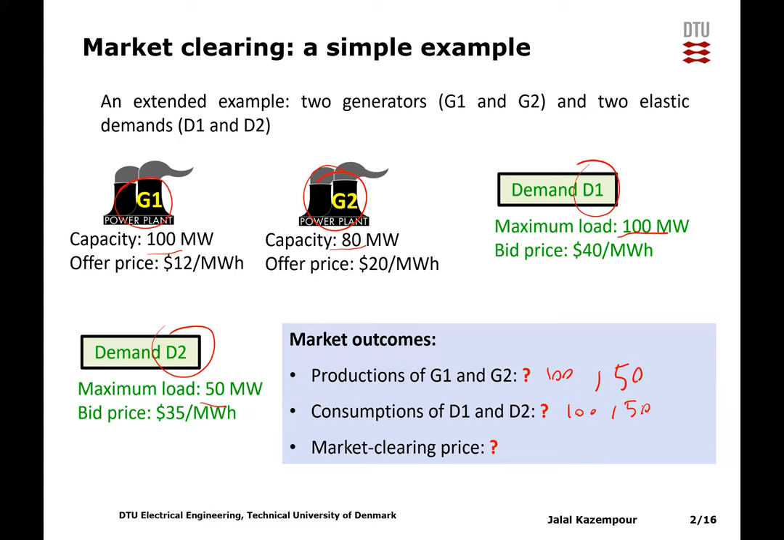So I think we can again agree, because if we go for the supply and demand curve, the demand curve is 100 by D1 with the bid price of 40, and then an additional 50. So here is 150 and the bid price is 35. And then from the generation side, we have 100 by G1 at the offer price of 12, and then extra 80. So here is 180 at the price of 20. So again, there is no intersection, but this is the quantity cleared. And again, here we have price multiplicity.